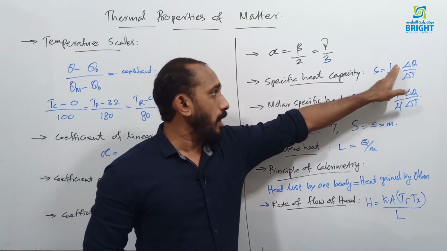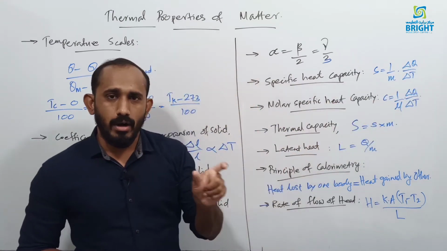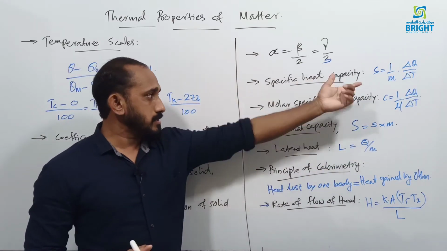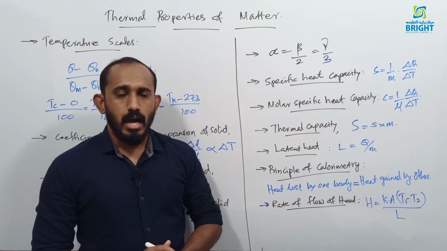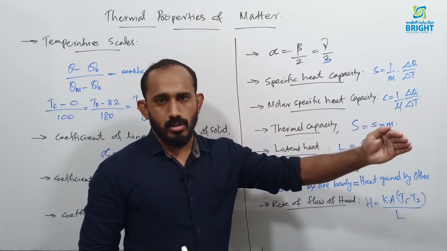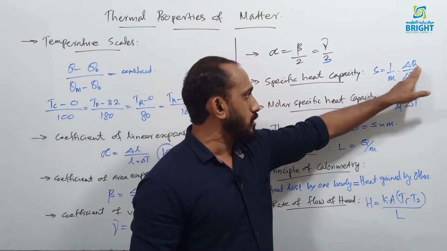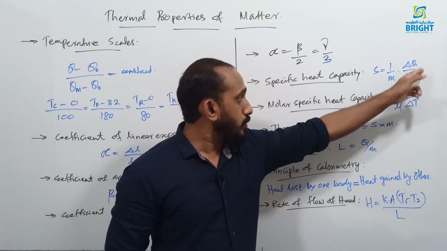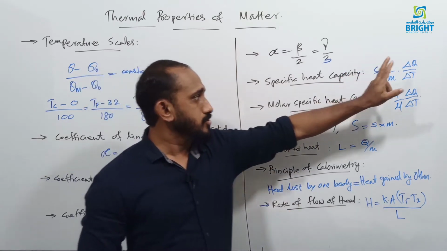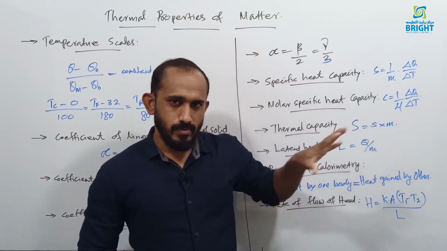S is equal to 1 by m, where m is the mass of the body, into delta Q by delta T, where delta Q is the quantity of heat supplied and delta T is the change in temperature. This equation will help you to calculate how much heat is required to increase the temperature by this much for a particular mass of the body. Then if S is given, you can use it: delta Q is equal to S into m into delta T. You can rearrange the equation. The SI unit of specific heat capacity is joule per kilogram per Kelvin. That's the SI unit of specific heat capacity.